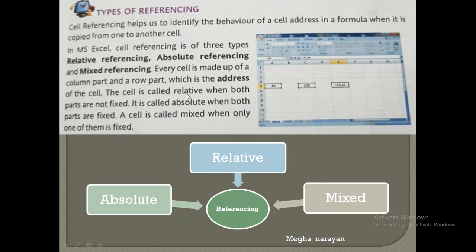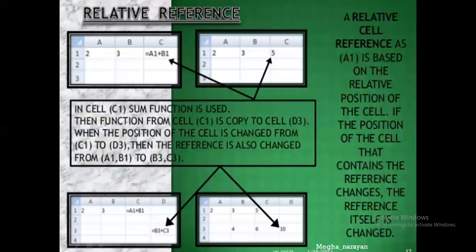The cell is called relative when both parts are not fixed. It is called absolute when both parts are fixed. And a cell is called mixed when only one of them is fixed. Didn't understand? No need to worry about it. Here I'm moving to the next slide, teaching you the very first sort of referencing.